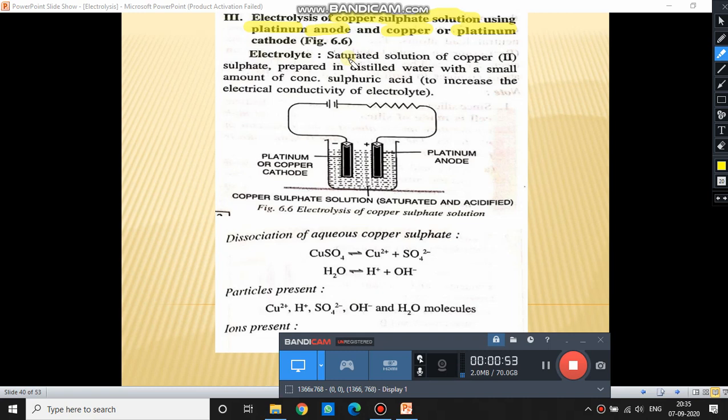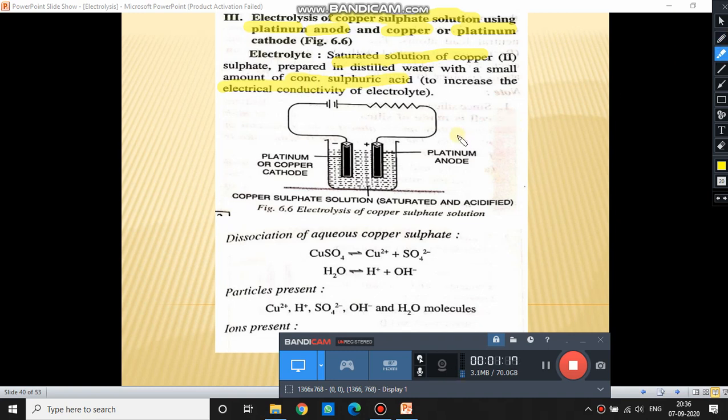So our electrolyte is saturated solution of aqueous copper sulfate prepared in distilled water, and a small amount of concentrated sulfuric acid is added. And why has this been added? To increase the electrical conductivity. So why has it been acidified? It has been acidified to increase the electrical conductivity.